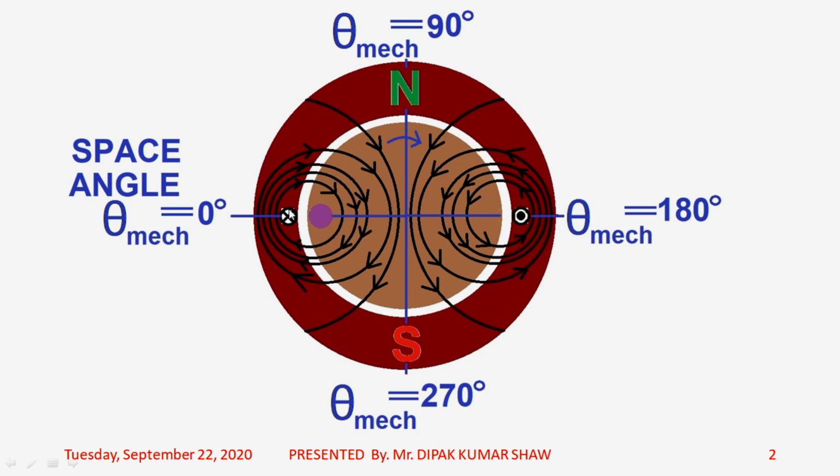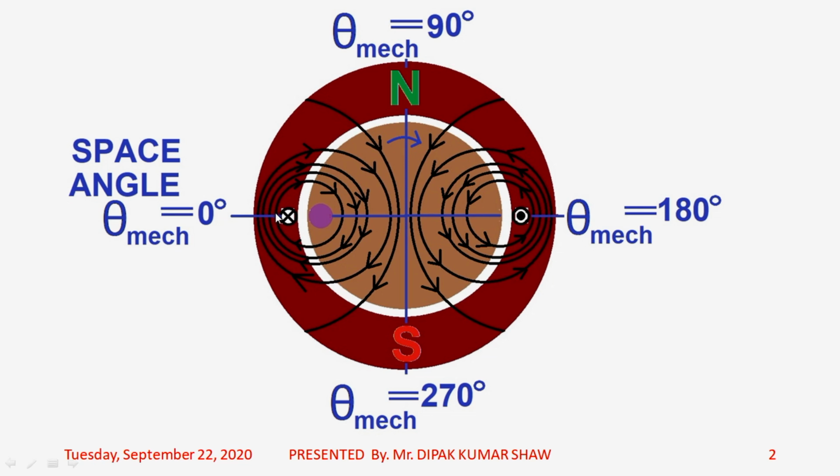So you can just apply the right hand grip rule. The right hand grip rule says that you need to grab the conductor with your right hand such that the thumb is pointing in the direction of current flow, and then you rotate the four fingers, and you will get the direction of the magnetic lines of flux. Here, dot means current is leaving the screen, and cross means current is entering into the screen.